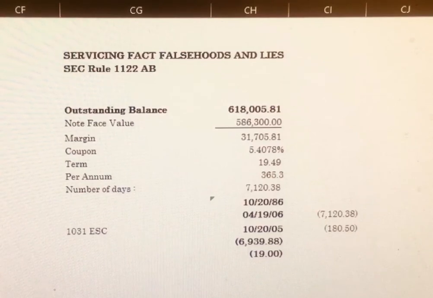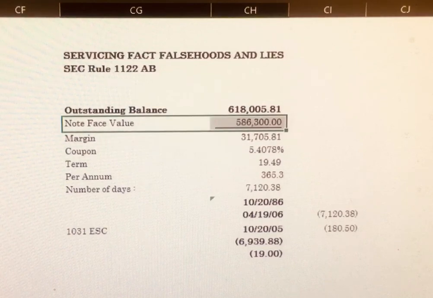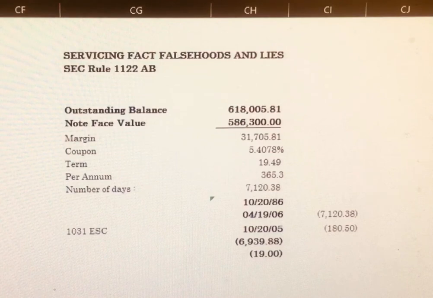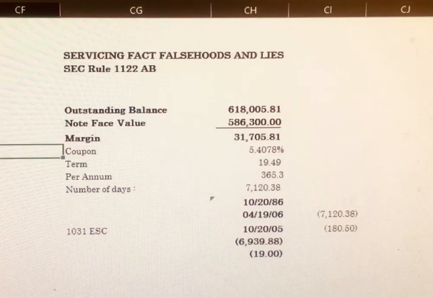The next thing I look at is the note face value. See it right here. What we're going to do is subtract the two. That gives me a margin. I call it a margin. That'd be the difference: 31,705.81.